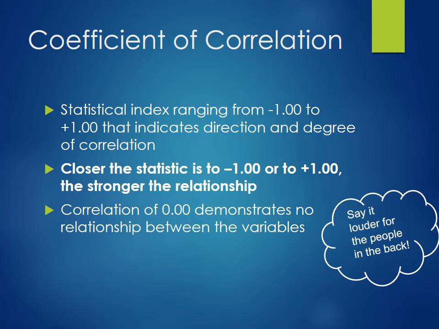So the coefficient of the correlation is a statistical index ranging from -1 to +1. Regardless of whether it's negative or positive, the closer it is to 1, the stronger the relationship. The closer it is to 0, whether positive or negative, the more it demonstrates that there's no relation between the variables. Okay? Are we good? I hope so. Please ask questions, obviously not now, but during office hours if you have a question.